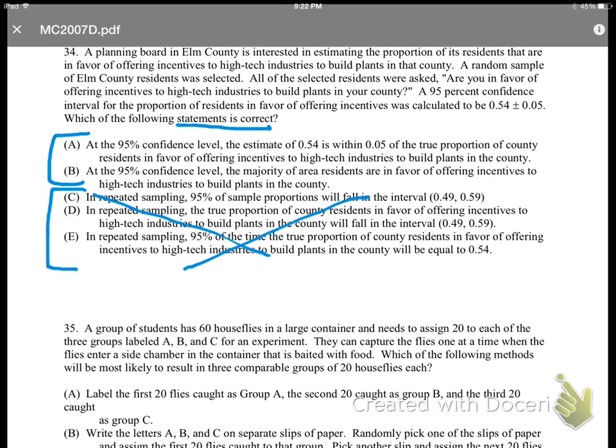Okay, so let's look at A and B. All right, do you see how the answer is A? Because we're within 0.05, because this is my margin of error of the two proportion. Okay, it's not that the majority of the area. It's not that. So the answer for number 34 is A.